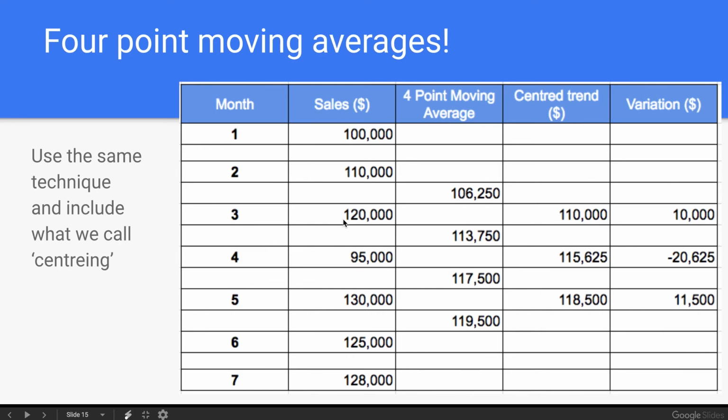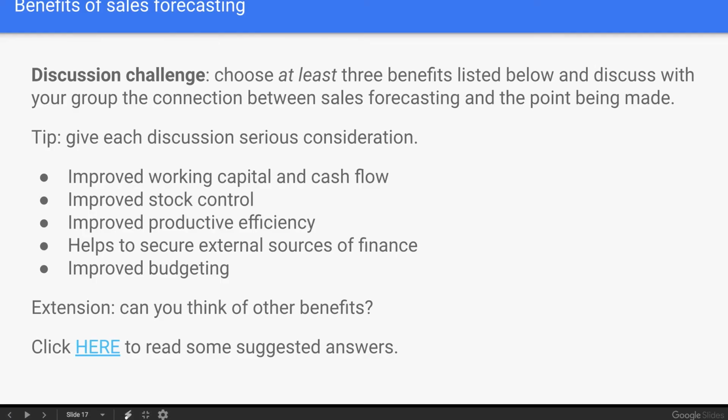So the actual sales was 120, your centered point is 110, 10,000 is your variation. You were 10 over. You were negative 20,000 under, 11,000 over. Overall, you'll probably hit the average pretty close to the actual sales. Good? All right? Not that hard, not that hard.